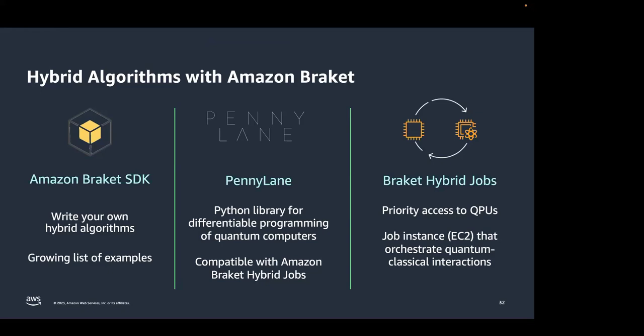For instance, let's say you want to run a parameterized quantum circuit that has multiple iterations. So multiple iterations means that you need to submit many quantum tasks in an array, in a row. So for that, if you use Braket hybrid jobs, you would not need to wait in the queue every time you submit the job, but you can submit that as a batch. So in that sense, you have priority access to QPUs, right? So there are several ways for you to implement hybrid algorithms with Amazon Braket.